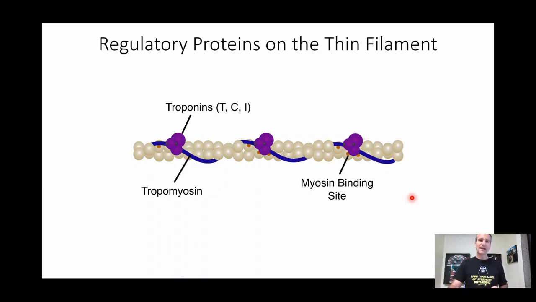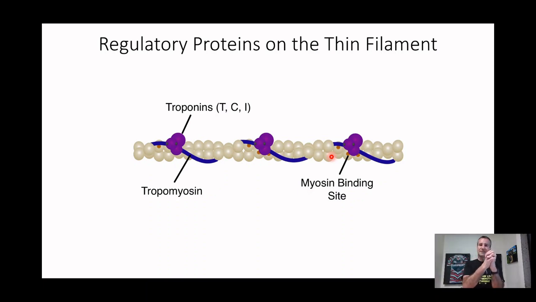And all of the regulation happens in the thin filament. The thin filament is made up of a couple of different things. The most important component is a protein called actin, which makes up these little yellowish balls here. The reason actin is important is because actin from the thin filament and myosin from the thick filament are the things that come together and bind between the two filaments.